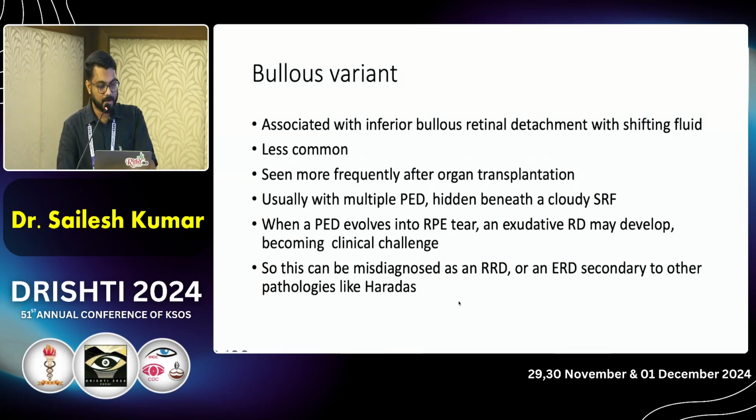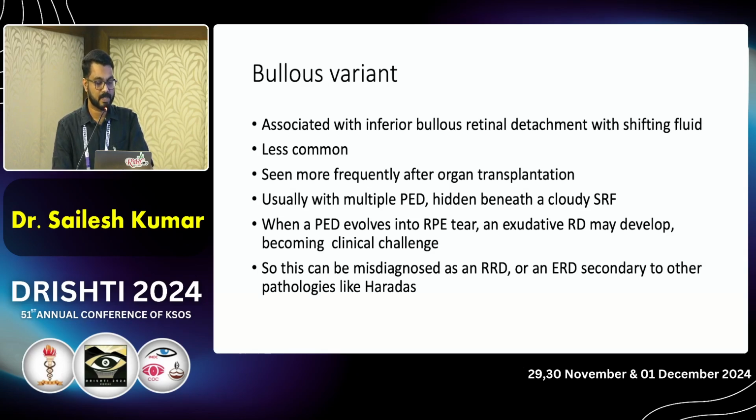And then there is a third variant of CSCR, which is a very rare and less common variant, the bullous variant of CSCR, which is associated with inferior bullous retinal detachment with shifting fluid, seen more frequently after organ transplantation. Usually it presents with multiple PEDs hidden beneath a cloudy SRF. So when a PED evolves into an RPE tear, an exudative RD may develop, becoming a clinical challenge.